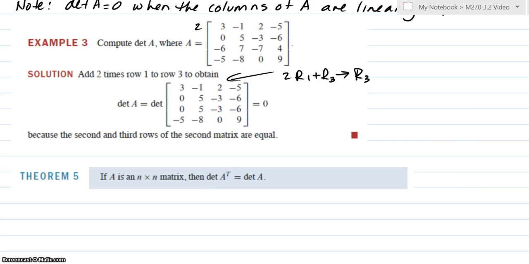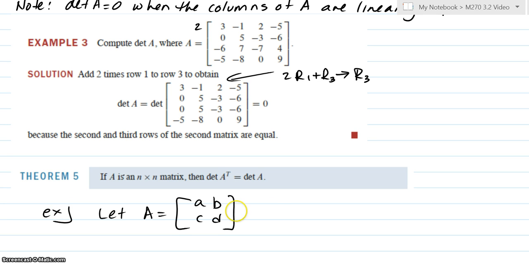Another useful fact is that if A is an n by n matrix, then the determinant of the transpose is the determinant. It does not change the value. You can check out the proof in the book. I will not do it here, but they use induction. A lot of the proofs in this section, because it's an n by n matrix, are done by induction. But let's look at an example of this.